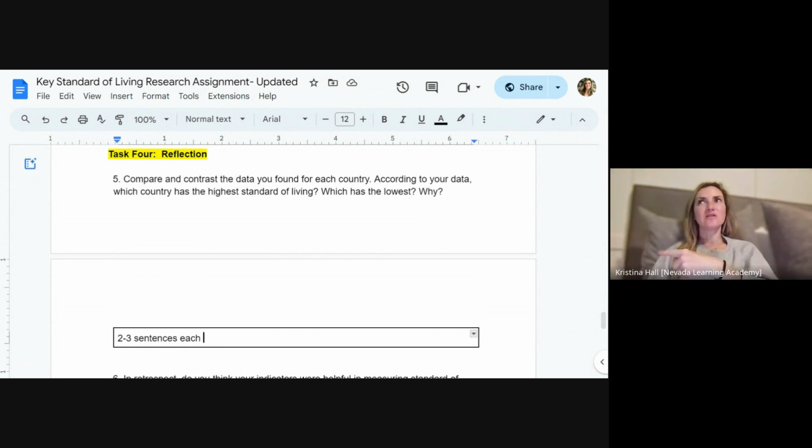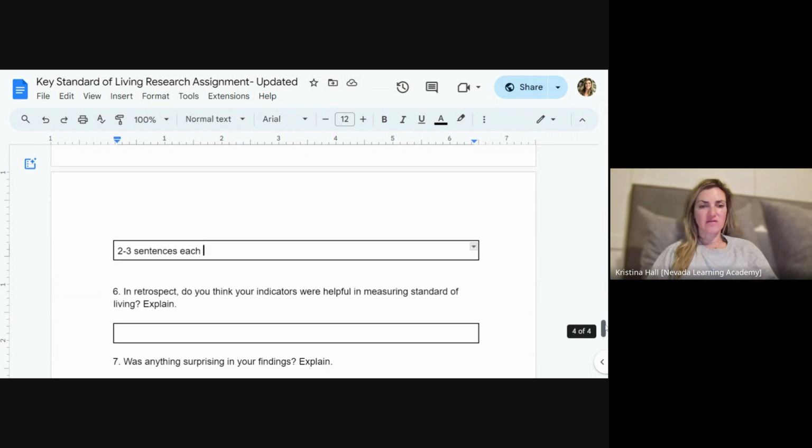Which one has the lowest? Do they have super low literacy rates? Do they have lower GDP? Do they have really high unemployment rates? What indicators do they have that show or correlate with the standard of living?